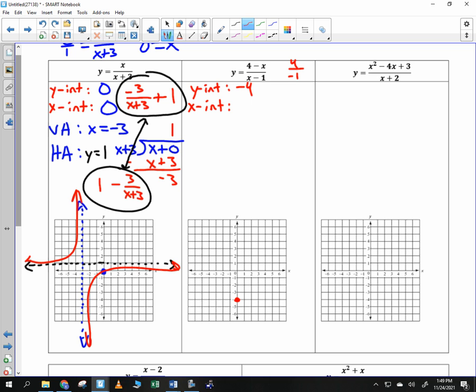In order to find the x-intercept, what do I focus on? The top. Yep. When is the top equal to 0? 4. So for the y-intercept we plug in 0 for x. X-intercept, just look where the top is equal to 0.